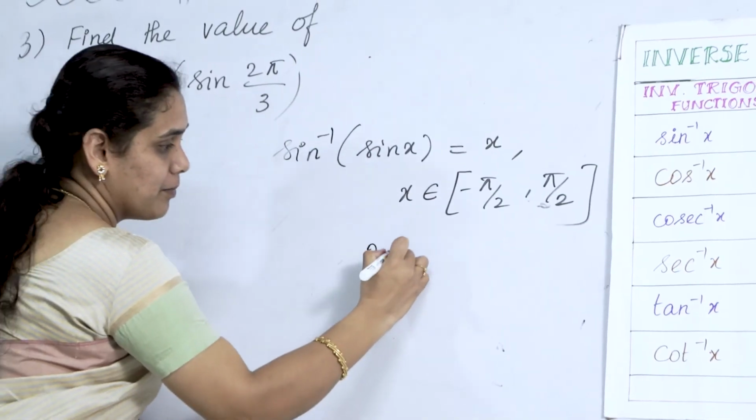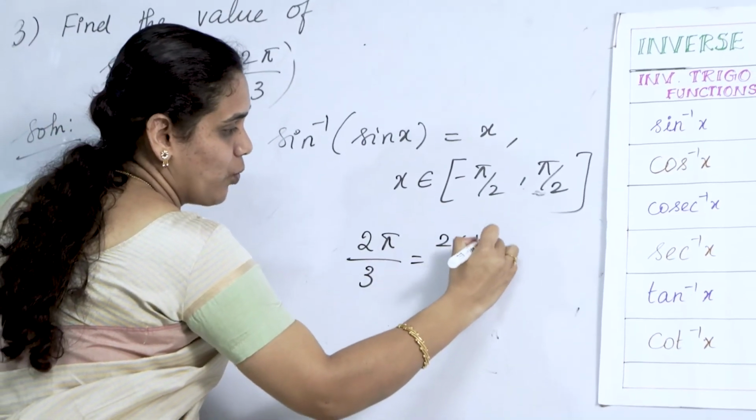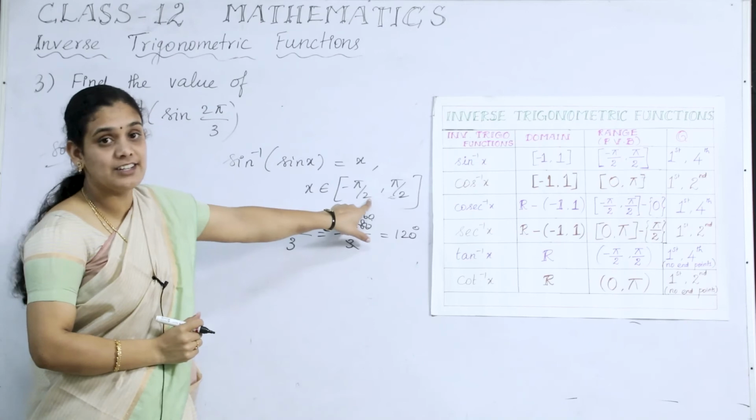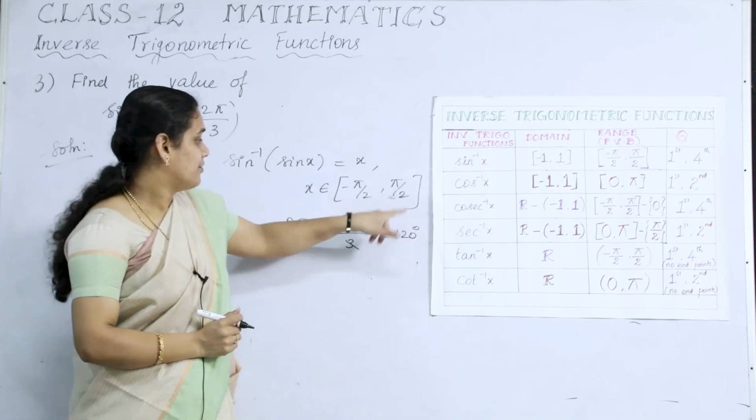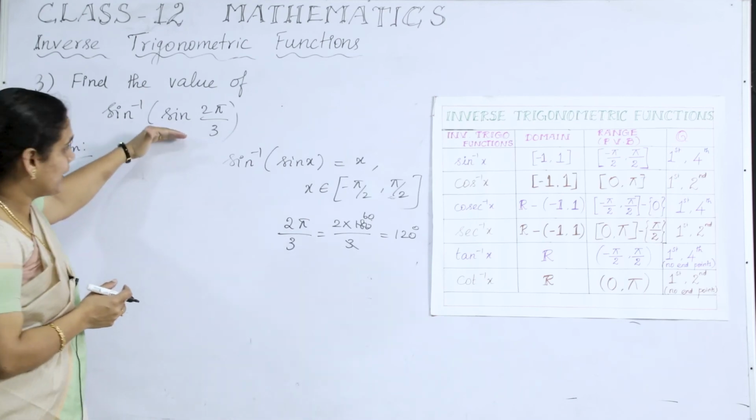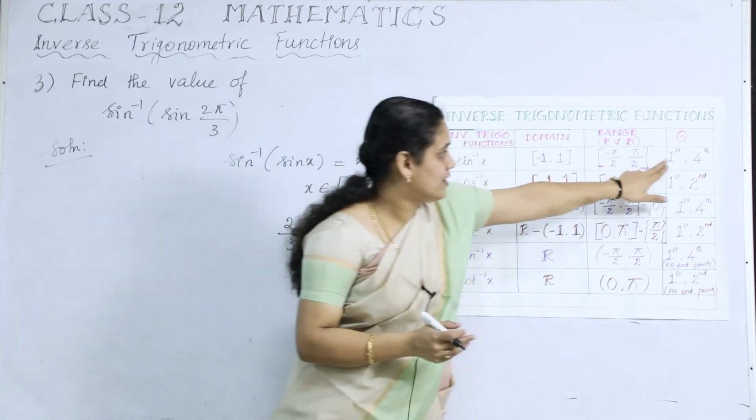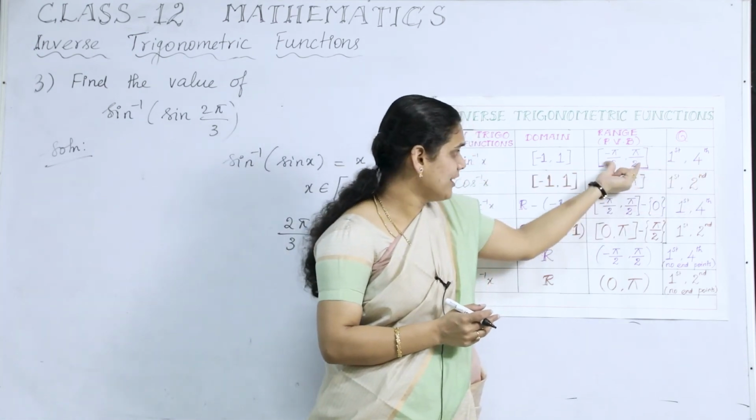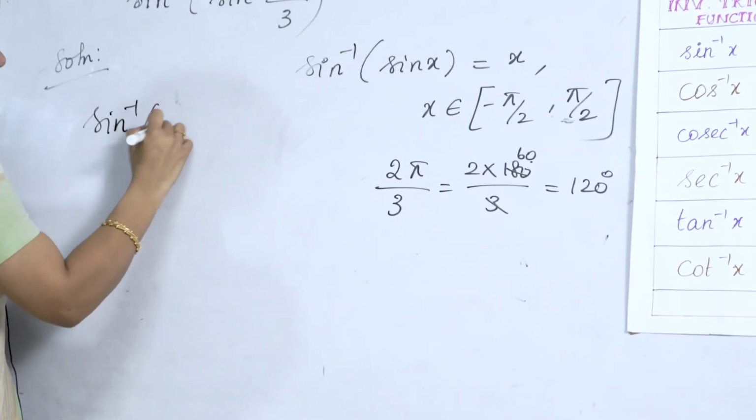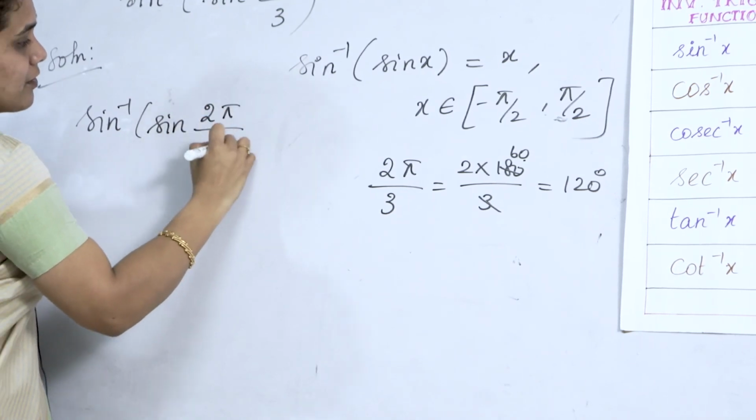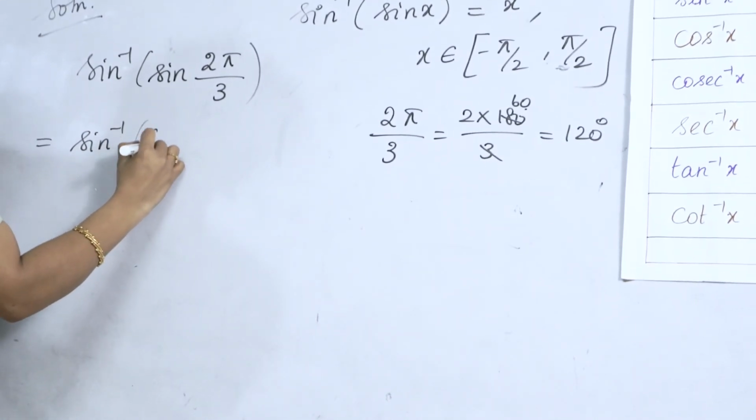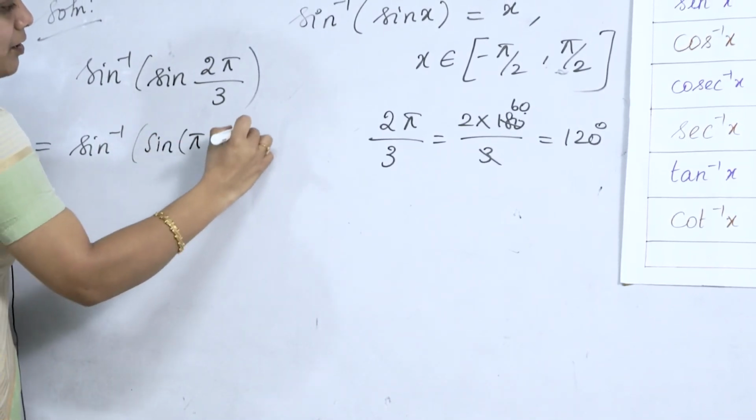So 2 pi by 3 is 2 into 180 by 3, that is 60, 120. So 120 is not in this interval. This is from minus 90 to plus 90. Therefore, it is not our answer. Okay. So the next step is we have to simplify to bring our answer in the first or fourth quadrant, and also in this interval minus pi by 2 comma pi by 2. So sine inverse of sine 2 pi by 3 can be written as sine inverse of sine of pi minus pi by 3.